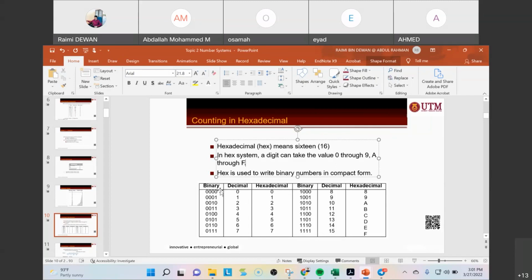So for binary, nothing special. Until 1111 is 15. I think this is very easy. So we have values 0 to 9 and A to F. Of course, it is 16 symbols, means from 0, that's why 0 until 15.